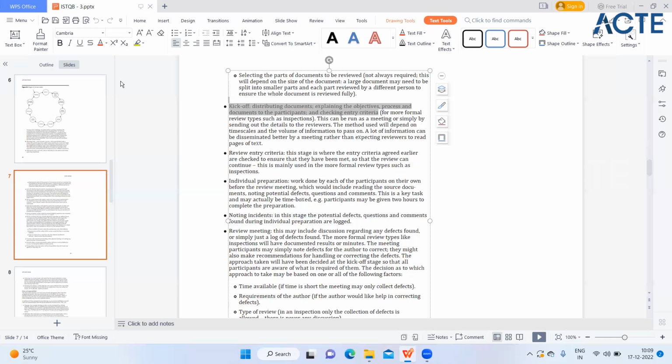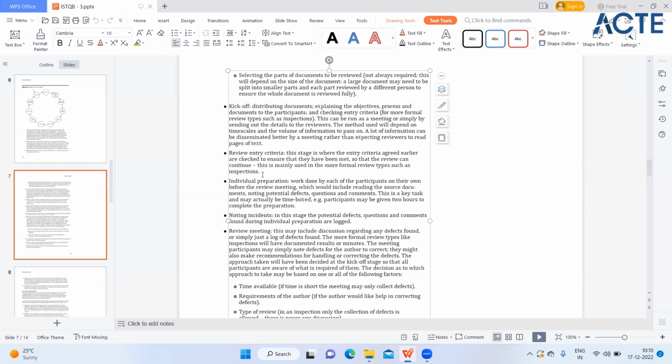Now after that we are having this review entry criteria. This stage is where the entry criteria agreed earlier are checked to ensure that they have been met, so that the review can continue. This is mainly used in the more formal review type, such as inspection. So always remember, inspection is a type of formal review, not the informal review. This is the first point. And second point is where we are checking the entry criteria in the kickoff meeting, in the kickoff stage.